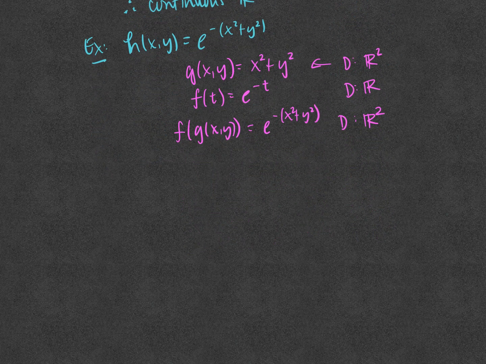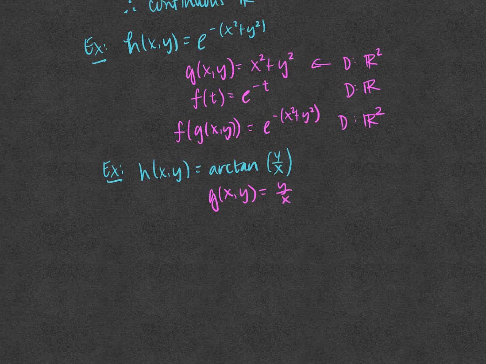So the next example says, where is the function h of xy equal to arctan of y over x continuous? Again, let's split up this composite function. I'm going to say g of xy equals y over x, and f of t equals arctan of t.